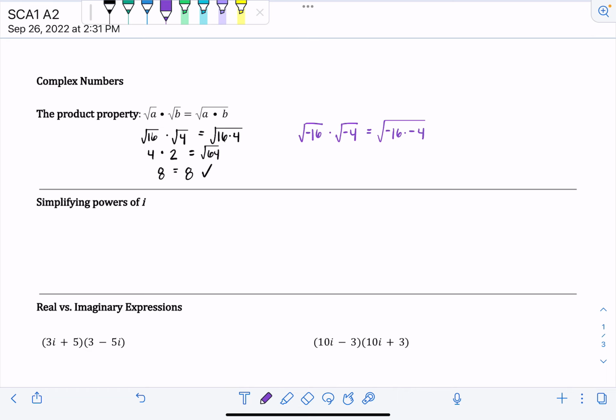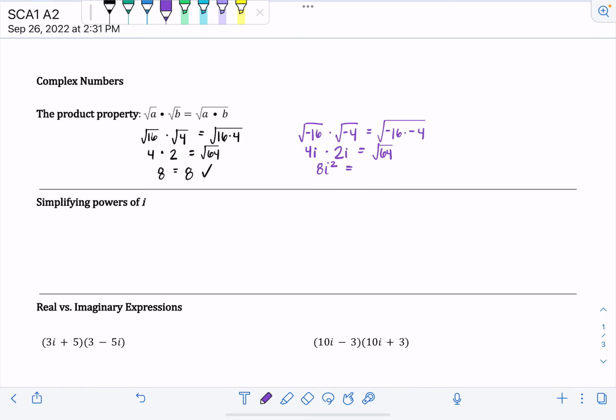For the square root of negative 16, that's 4i. And for the square root of negative 4, that's 2i. For the square root of negative 16 times negative 4, if I multiply negative 16 times negative 4, that is positive 64. And if I multiply 4i and 2i, 4 times 2 is 8, and i times i is i squared.